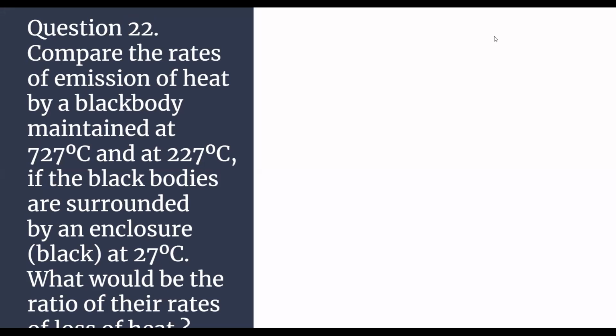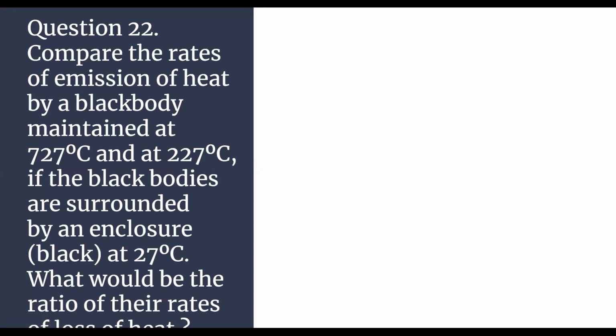Question number 22. Compare the rates of emission of heat by a black body maintained at 727 degrees Celsius and at 227 degrees Celsius. If the black bodies are surrounded by an enclosure which is black at 27 degrees Celsius, what would be the ratio of their rates of loss of heat? Now, here two questions are given.